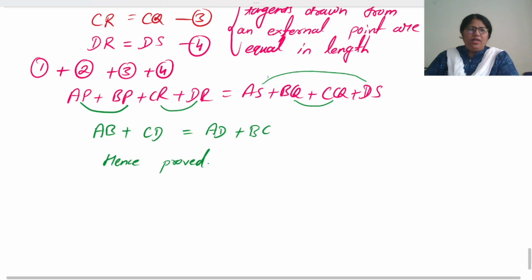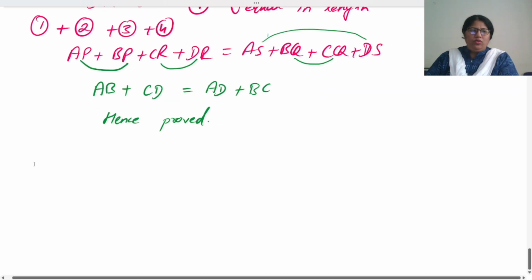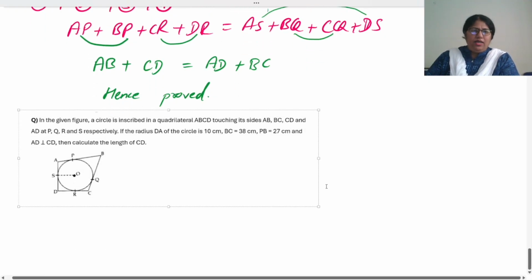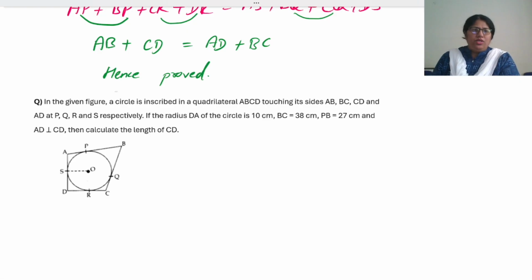Right, now what is the variation you get for this question? Let us see. This is one question, which is the same question but they have just integrated it with an application. What does it say in this question? In the given figure is a circle. Again a quadrilateral is circumscribing a circle.